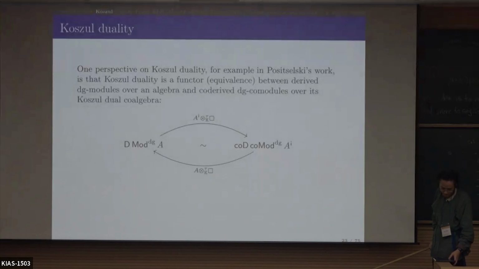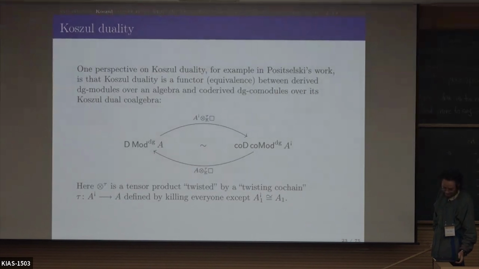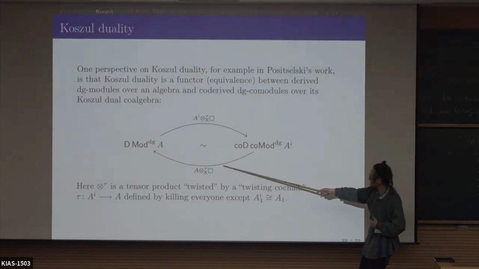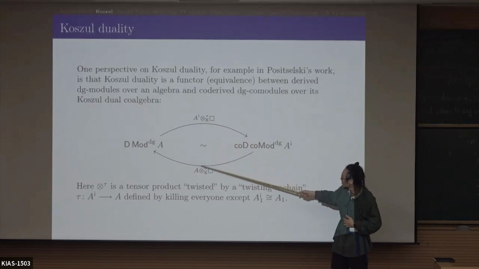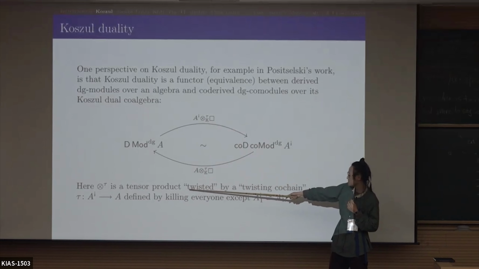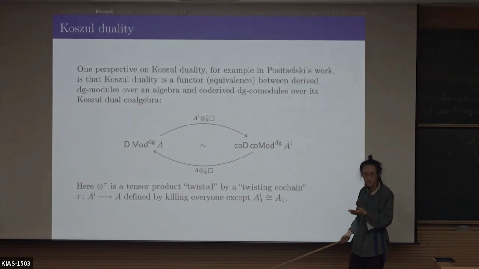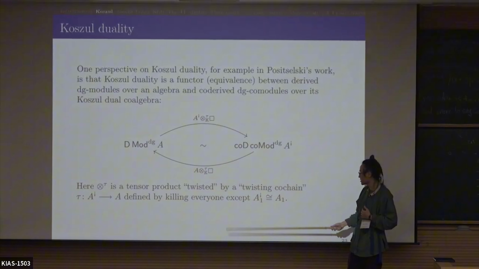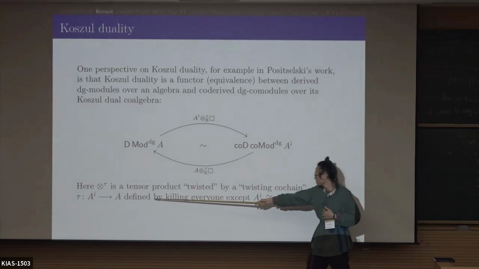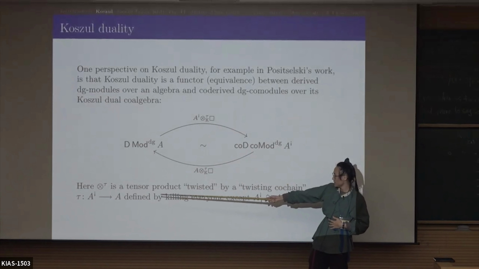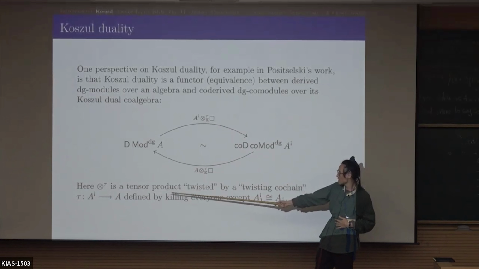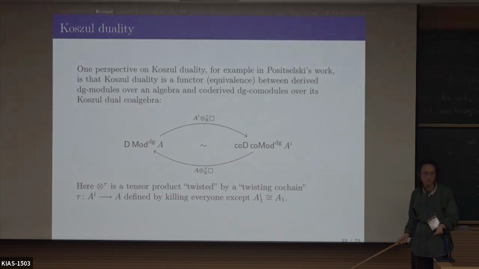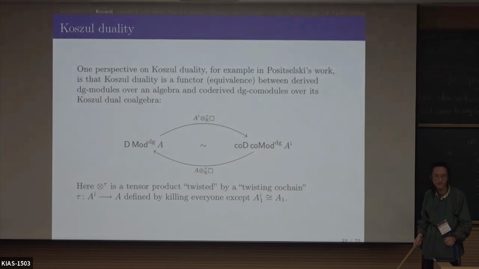So this is kind of the equivalence that we'll be looking at. And here the equivalences are given by these tensor products with a tau on top. So this tau decoration is telling you this tensor product is somehow twisted. The differential structure on this tensor product is twisted by some quote-unquote twisting cochain. It's a map from the Koszul dual co-algebra to the original algebra, which is defined just by killing everybody except degree 1. So it's kind of a very violent map. It forgets about everything except degree 1.